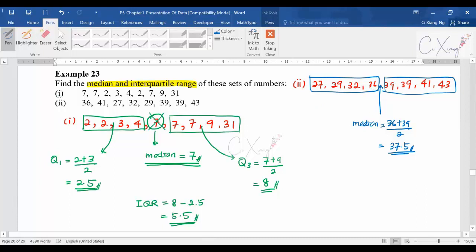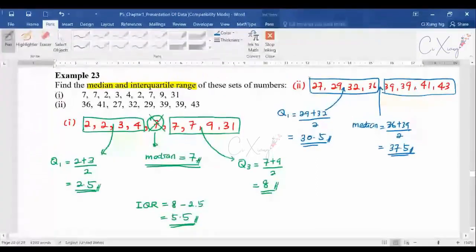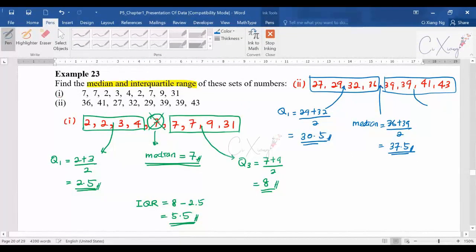So to find the Q1, try to get the median for these 4 numbers. So again, this should be your Q1, which is between 29 and 32. So 29 plus 32 divided by 2, and this is how you get Q1, which is 30.5. How about your Q3? Again, if you look at this set of data, there are 4 numbers also. So Q3 should be somewhere here, which is equal to 39 plus 41 divided by 2. And you get the value equal to 40.